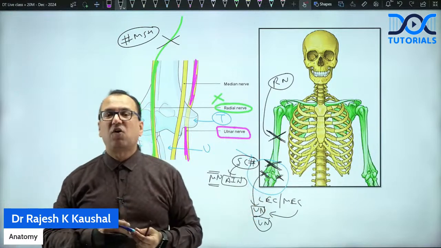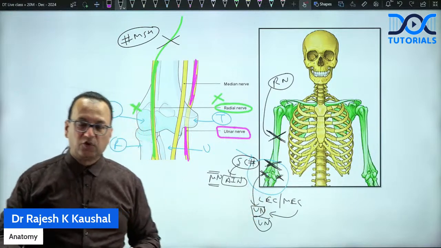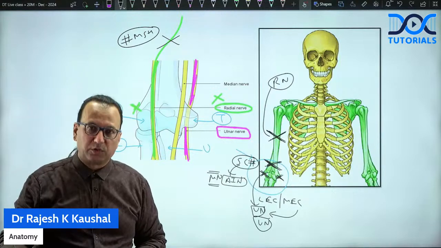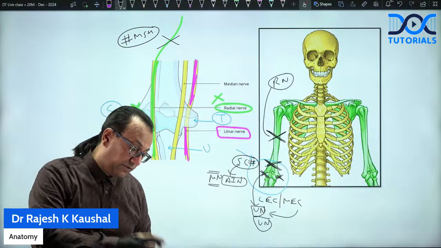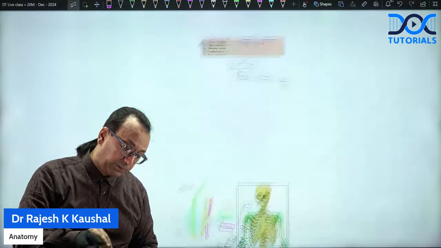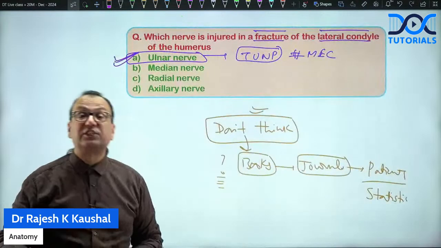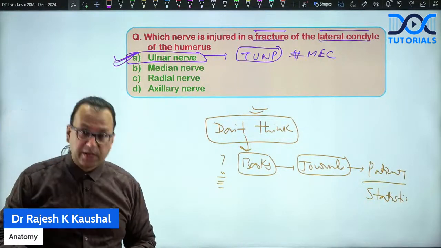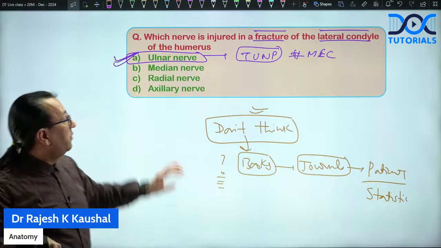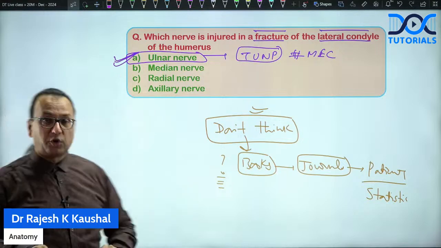And this is not something easy. You will not find it in regular textbooks. But the question has come, and if a question has come, then you should be careful. You are not supposed to make mistakes. It cannot be the median nerve. It cannot be the radial nerve. It should be the ulnar nerve.